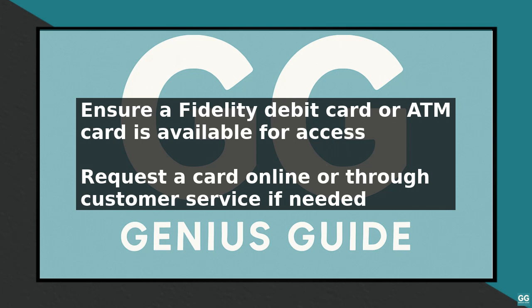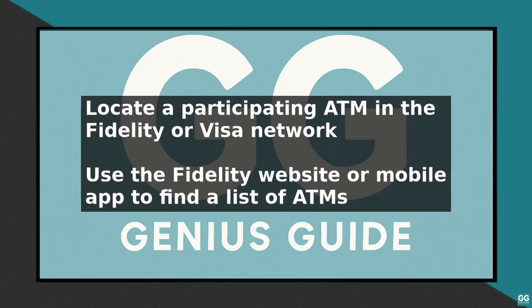To start, locate a participating ATM in the Fidelity network, which includes ATMs at Fidelity investment centers, as well as those in the Visa or Plus networks. You can find a list of participating ATMs on the Fidelity website or by using the Fidelity mobile app.